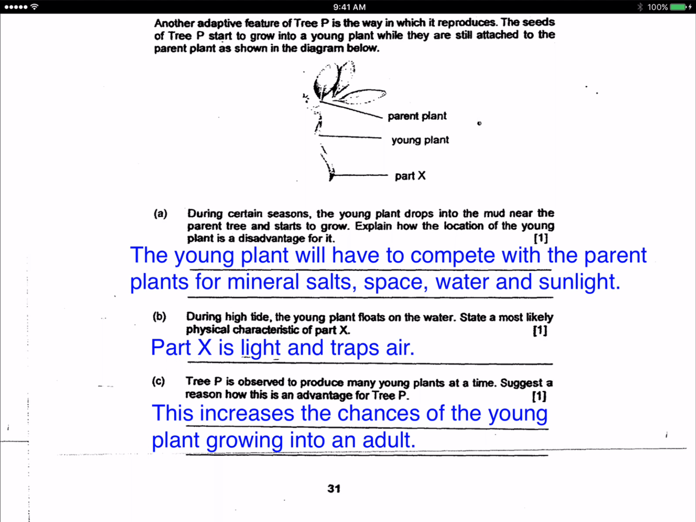Now, this particular question, most of you got it right. Those who answered this question got it correct. It's about overcrowding.